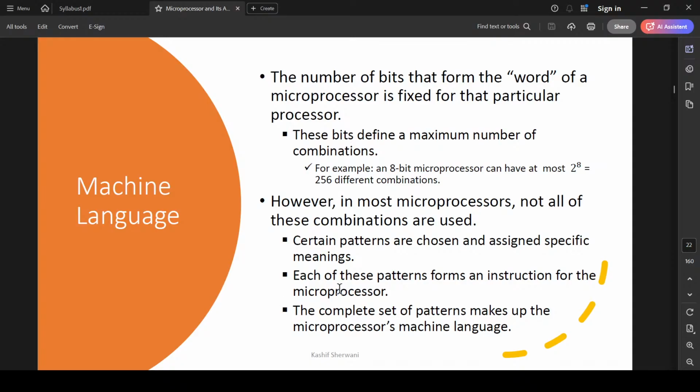Okay, so these 256, when all of them are used, or 250, 200, all of those which are used as an instruction, when you complete the set, it is called the machine language or machine code.